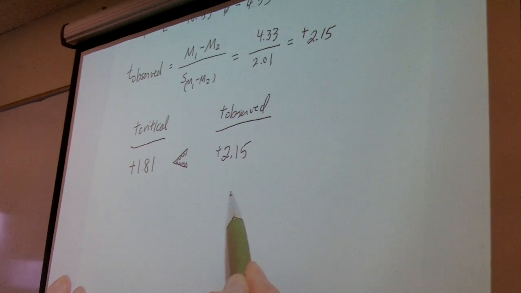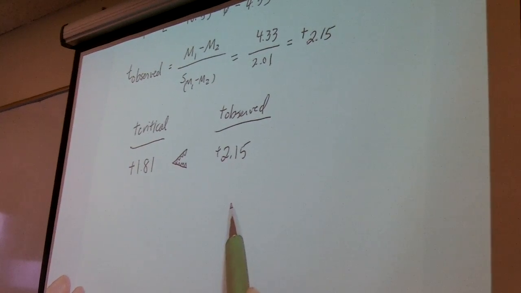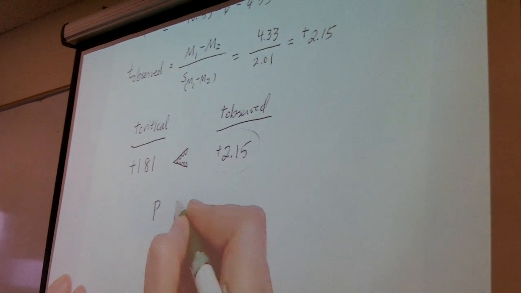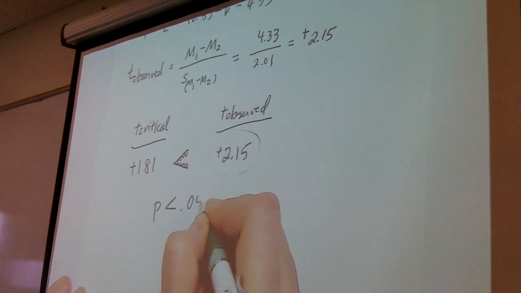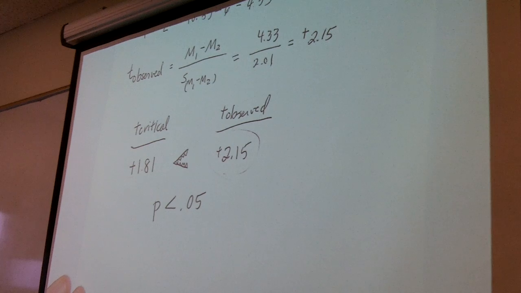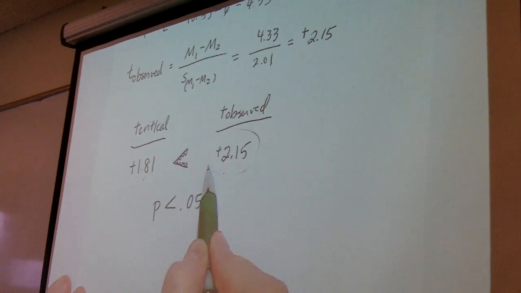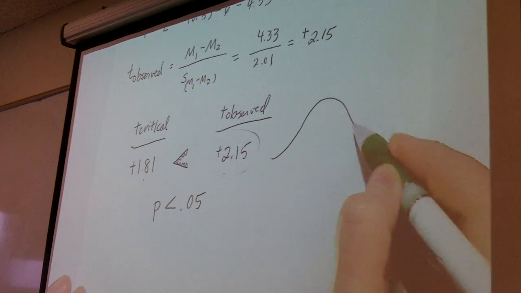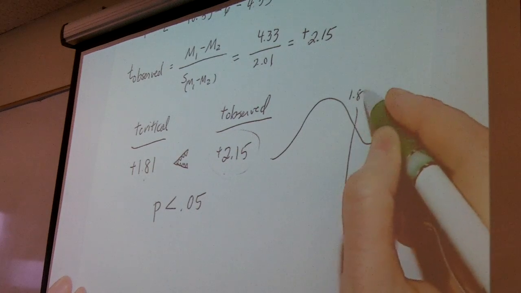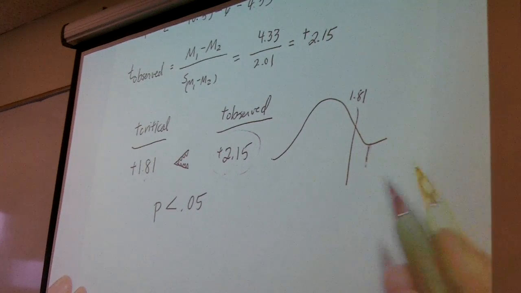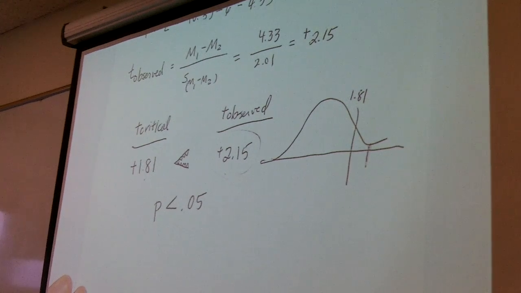Now, this is important because when we write out the APA style statistical statement for this analysis, we're going to have to indicate what the probability is that we would get this number. And the probability that we would get this number is less than 0.05, right? The probability of getting this number is 0.05. And the probability of getting this one is even lower because this is 1.81 and 2.15 is somewhere out here, right? So it's an even skinnier part of the tail where it has an even lower probability of occurring.